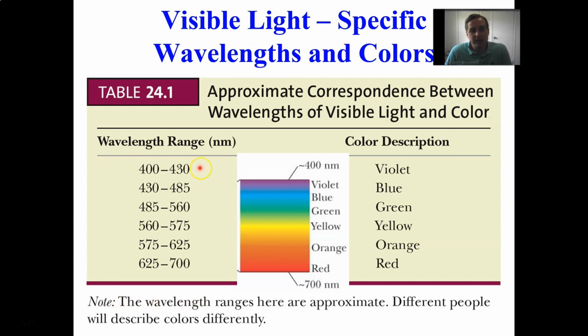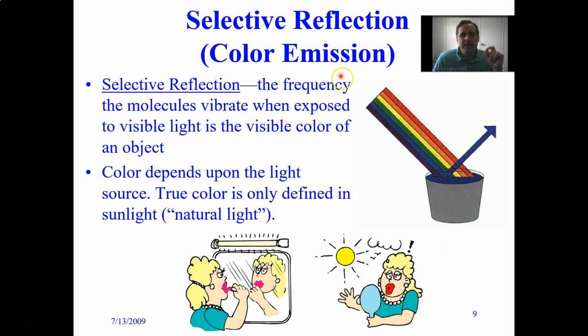And these wavelength ranges here are approximate. Not everybody's going to see colors in the exact same way. And some people are color blind, meaning that they're missing some of the cones corresponding to one of these colors. So again, the perception is going to be a little different. Now, why is it that certain things are a certain color, you may ask? Well, that's called selective reflection. It's the frequency that the molecules vibrate when exposed to visible light that is the visible color of that object.